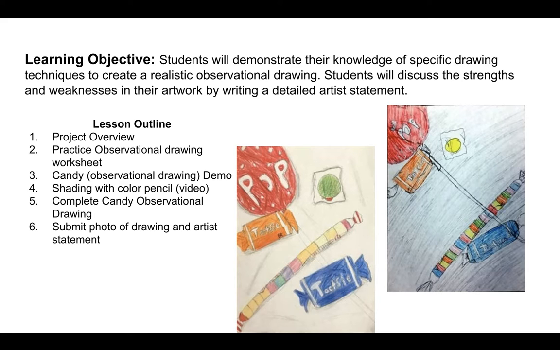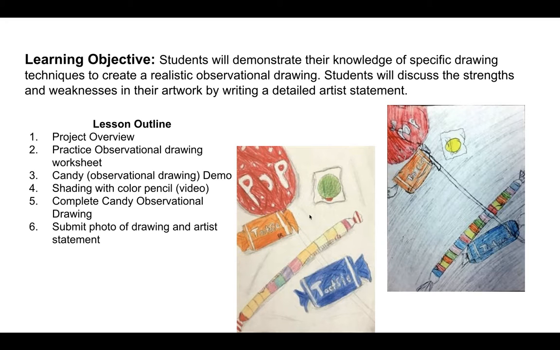We're going to try to make it look as realistic as we can, and of course I'm going to help you. And then in your artist statement, I want you to specifically talk about your strengths and weaknesses in the artwork. So you should watch the project overview, and then we're going to do a quick observational drawing worksheet just so you understand the steps. And then I'm going to show you how to draw your candy drawing.